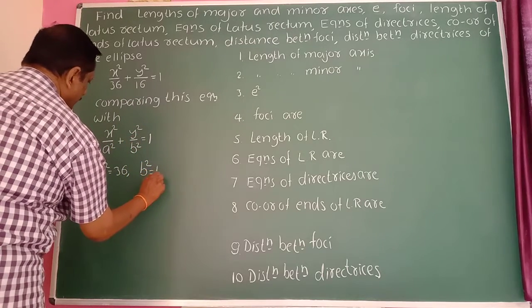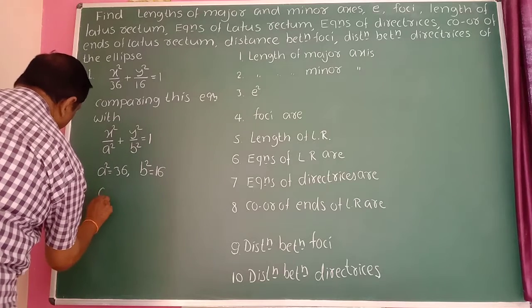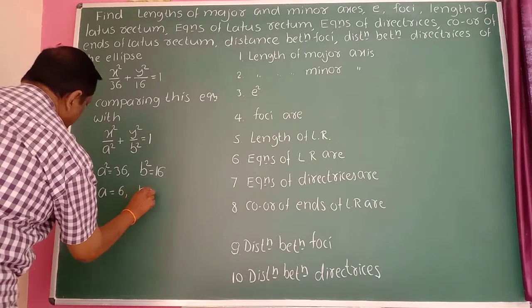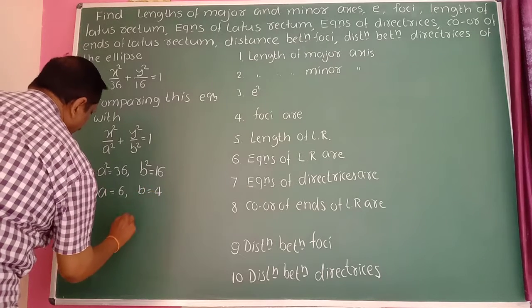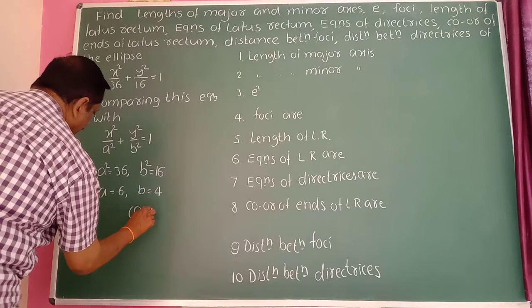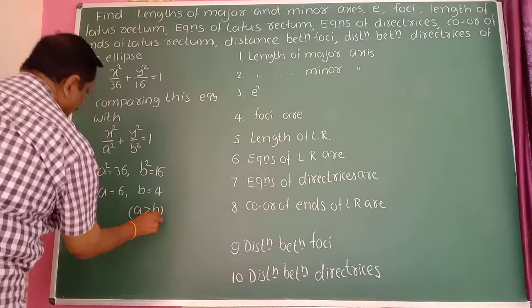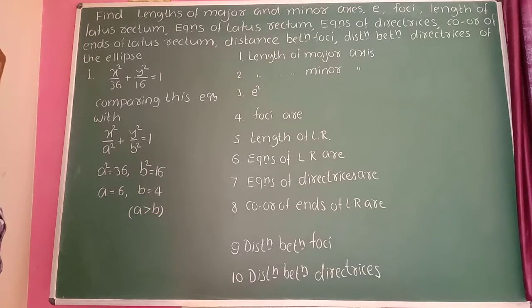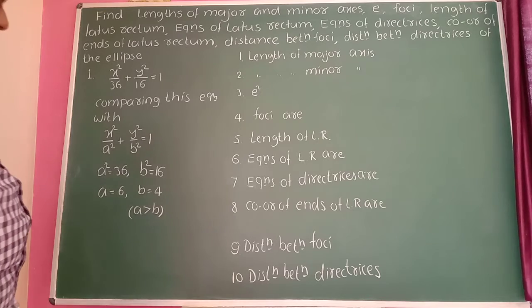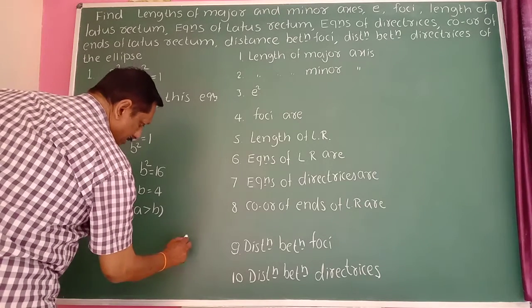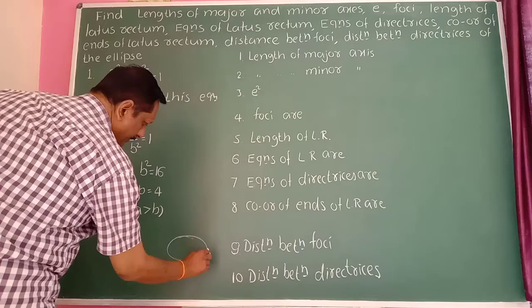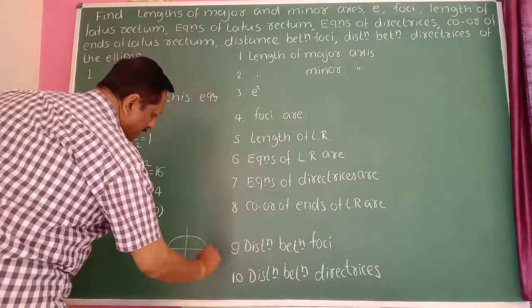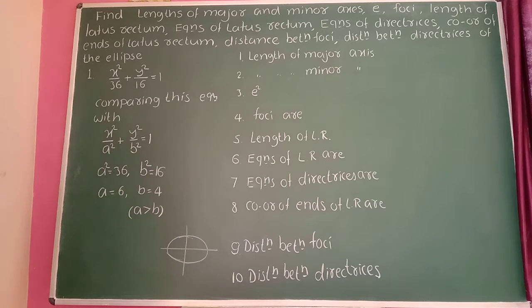B square value 16, then b value is 4, and a square 36, so a value is 6. Therefore in this case a is greater than b. A value 6, b value 4, a greater than b. Then if a is greater than b, the major axis is the x axis here, minor axis is the y axis. Means the ellipse is in this direction.